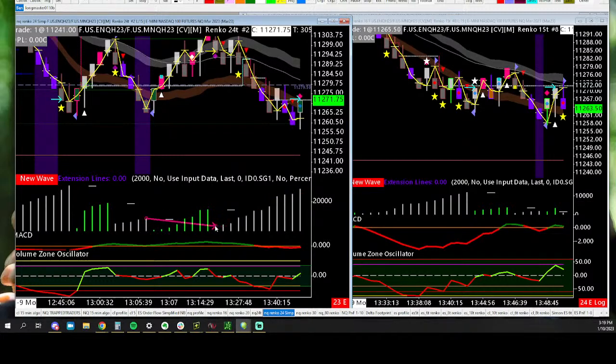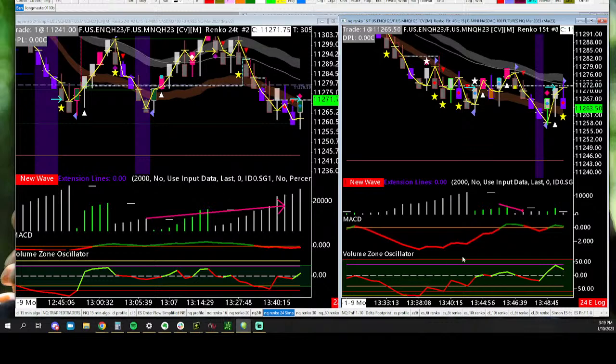Big time frame, huge sellers, bigger than you've seen in a long time. Small time frame, you have no one trapped. They didn't need to work hard at all to take that low, right? All of the sellers are sitting up here. They're not trapped at all, right?